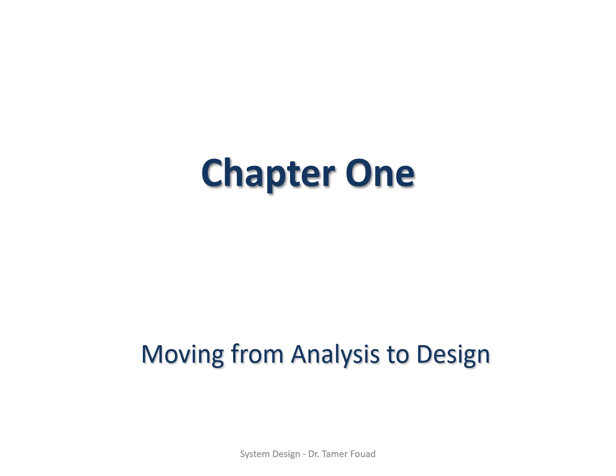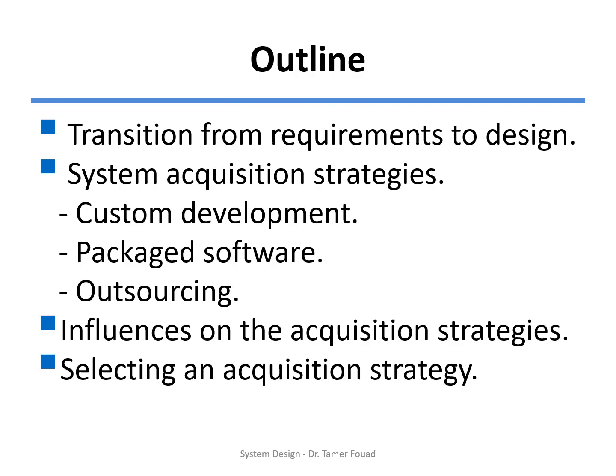Now, let us start with Chapter 1 entitled, Moving from Analysis to Design. Let us discuss the chapter outlines. 1. Transition from requirements to design. 2. System acquisition strategies. The first strategy is custom development. The second strategy is packaged software. The third strategy is outsourcing. 3. Influences on the acquisition strategies. 4. Selecting an acquisition strategy.